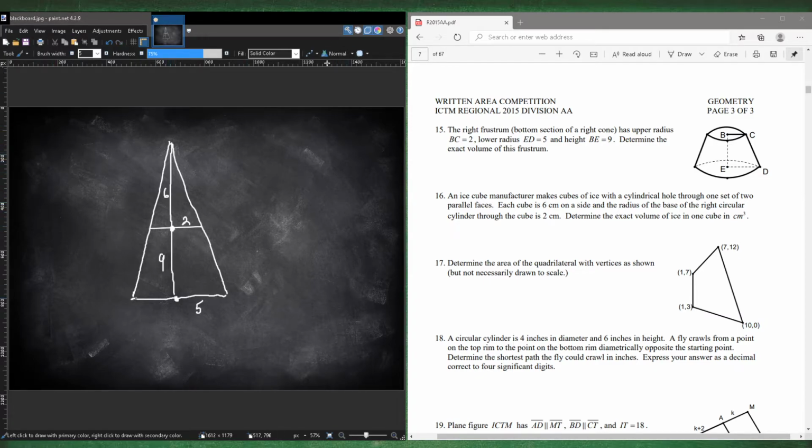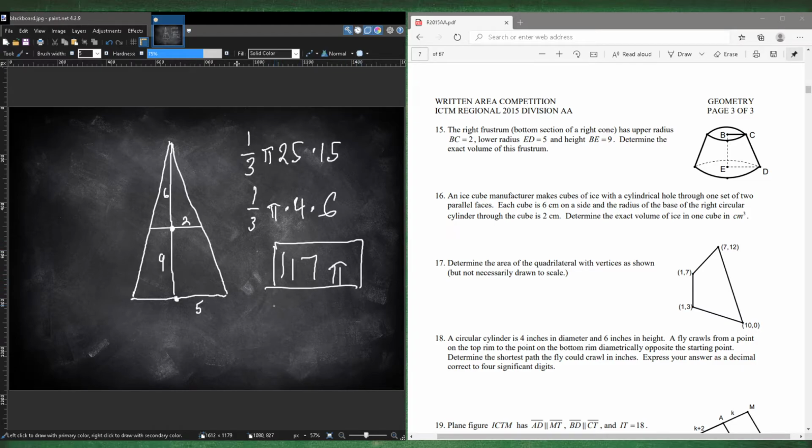So now we can find the volume of the big cone, minus the volume of the smaller cone. The volume of the big cone is 1/3 pi times radius squared, which is 25, because that's 5 squared, times your height, which is 9 plus 6, which is 15. And the volume of the smaller cone is 1/3 pi times radius squared, which is 2 squared, which is 4, times your height, which is 6. You can just do this on your calculator: 25 times 15 minus 4 times 6, then divide by 3, so you get 117 pi. And that is your answer for number 15.